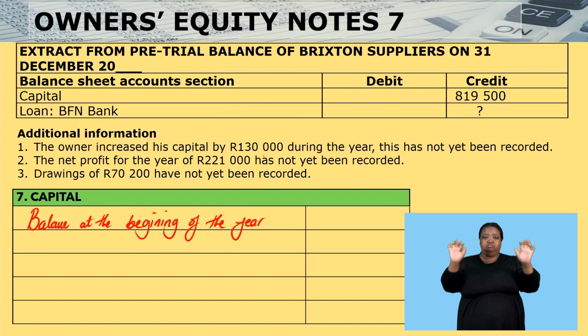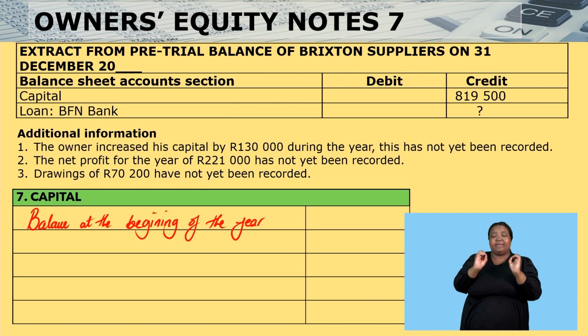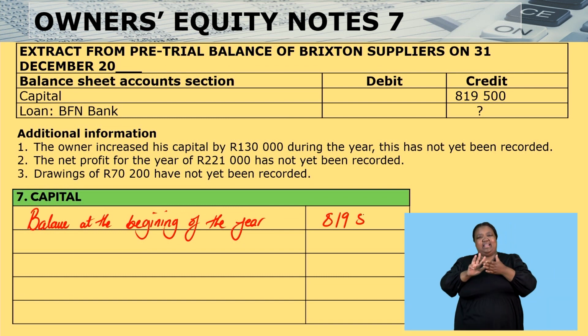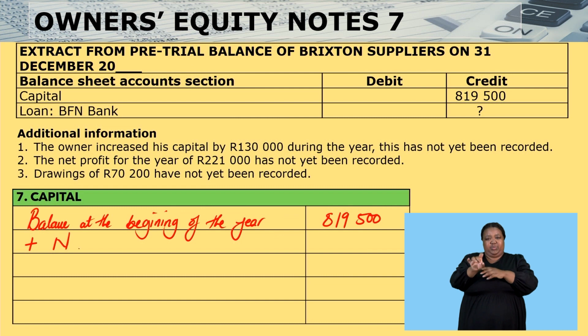All right. So I'm told that the owner increased, but it has not been recorded. That means whatever I have here is the amount before any adjustment. So I'll then say that is my balance at the beginning. So I'll have it as 819,500.